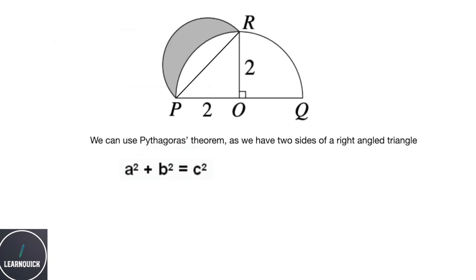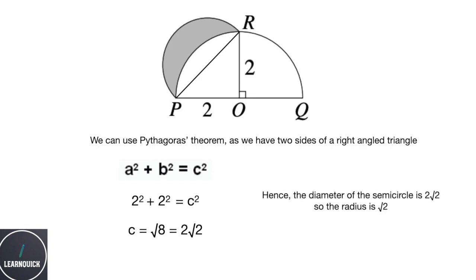Pythagoras' theorem is a squared plus b squared equals c squared. So let's input our values for 2 and 2, which gives us 2 squared plus 2 squared equals c squared. So c would be the square root of 8, which is 2 square root of 2. Hence, the diameter of the semicircle is 2 root 2, so the radius is the square root of 2. So let's put this into our diagram.